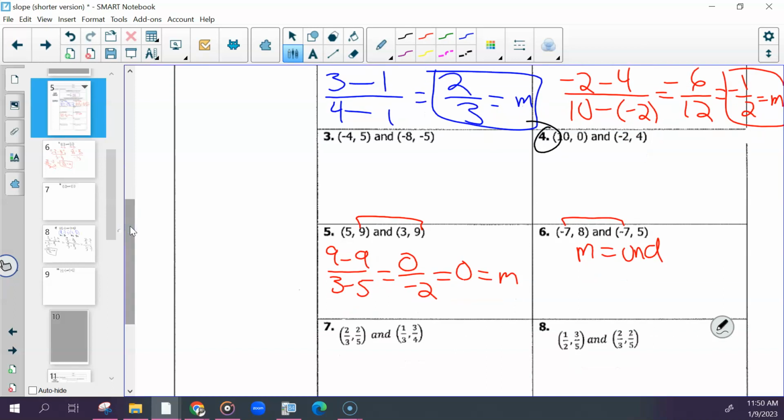Okay. Number 4, label them if you need to. You have 4 minus 0 over negative 2 minus 10. 4 minus 0 would give us 4. Negative 2 minus 10 would give us negative 12. What would that simplify to be? Yeah. Negative 1.